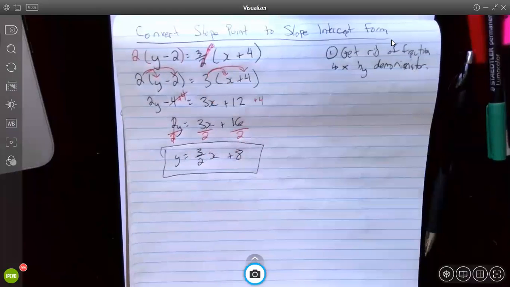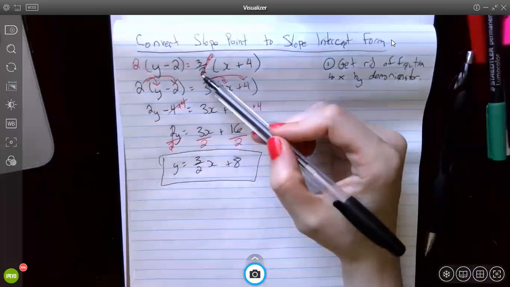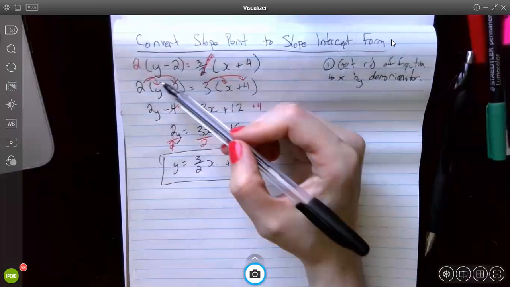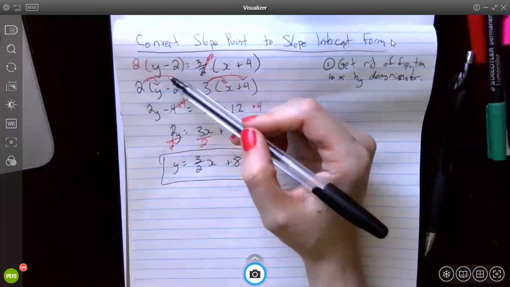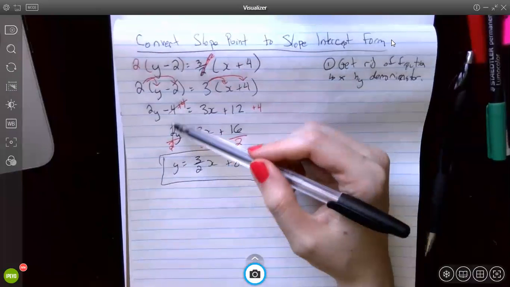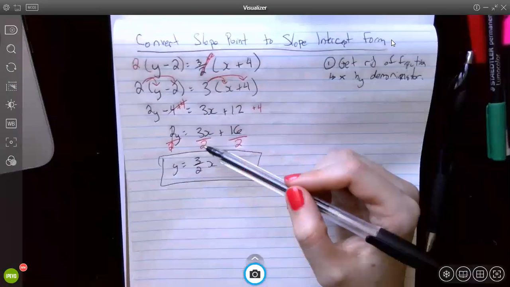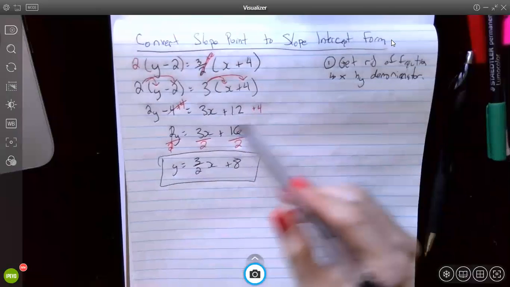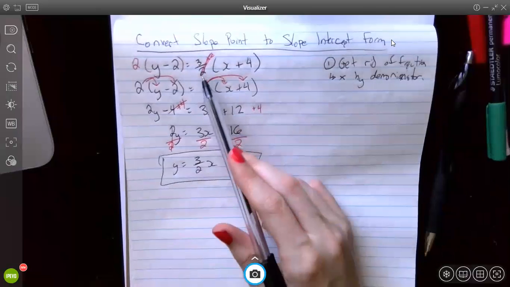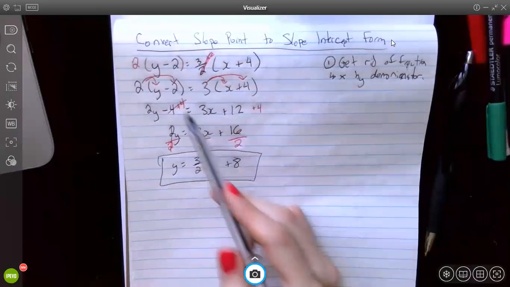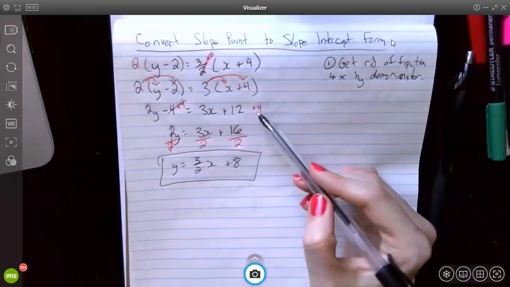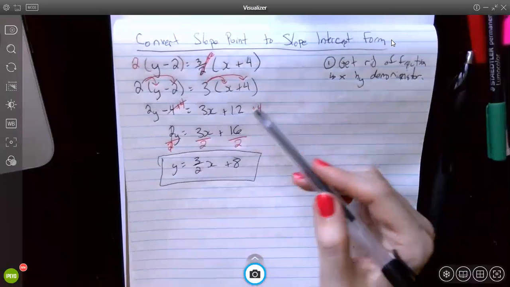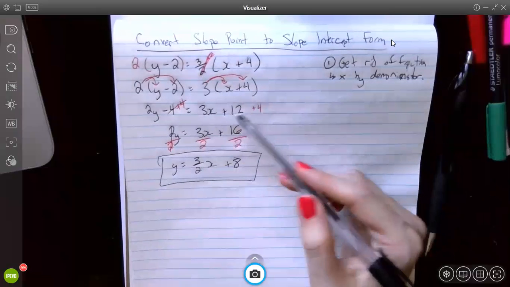Don't forget, when you multiply by 2 here, you have to multiply both terms on the other side by 2. And when I divide by 2 here, I have to divide both terms on this side by 2. When you're multiplying and dividing, you must do it to all of the terms on the other side. However, when I added this 4, I didn't have to add it to both terms. When you're subtracting and adding, you only do that to the like terms, so the 12 and the 4.